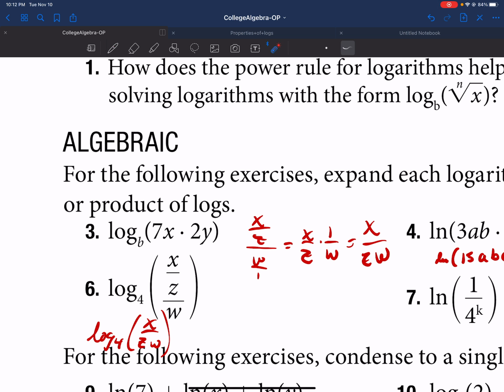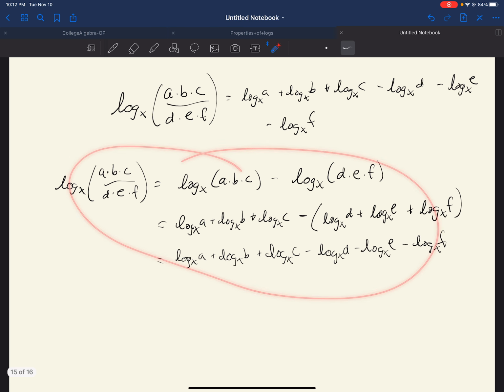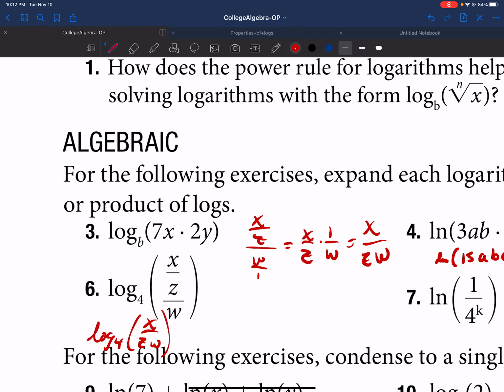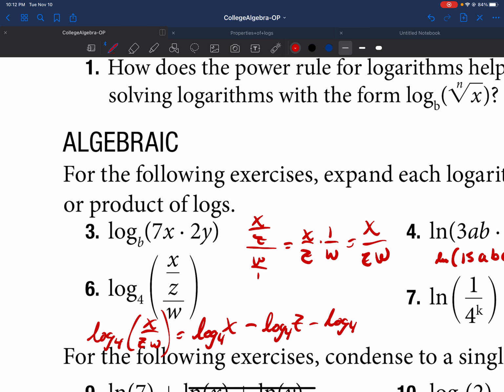Now using what we just talked about over here with this big long thing, I can see very easily that the x is on top, so it should be log base 4 of x. The z's on bottom, minus log base 4 of z. The w's on bottom, minus log base 4 of w. And that, if you rewind the video because I erased it, is the exact same answer we had.